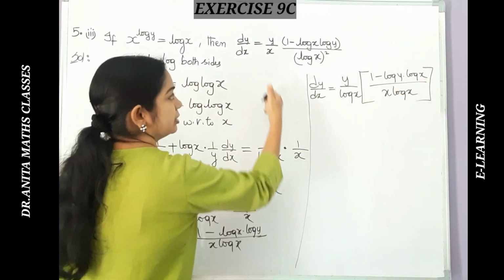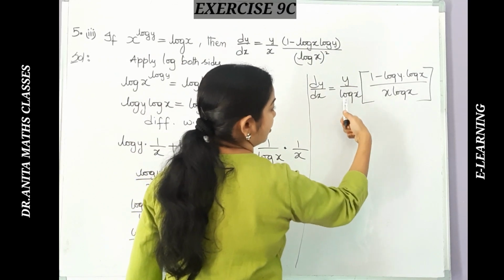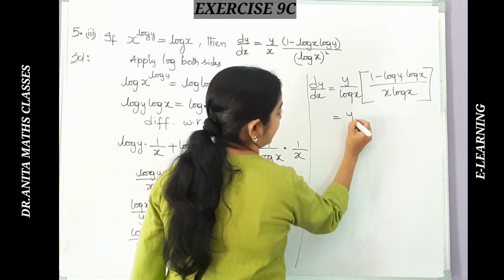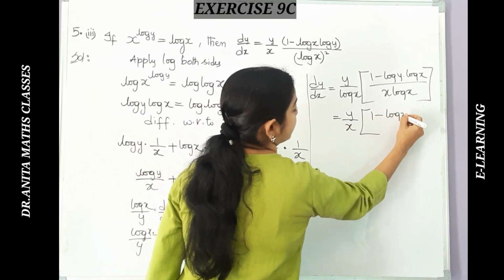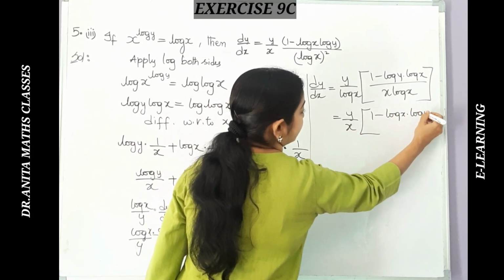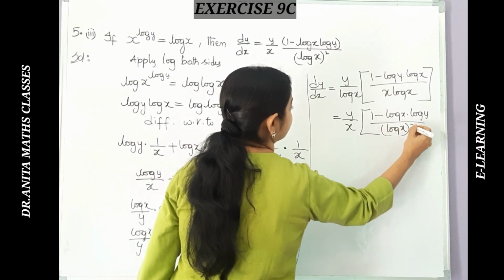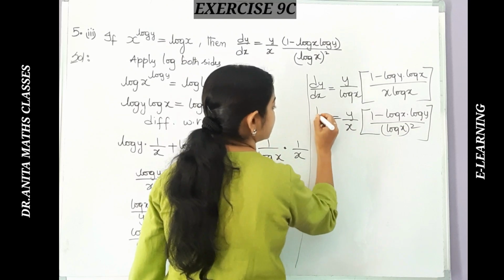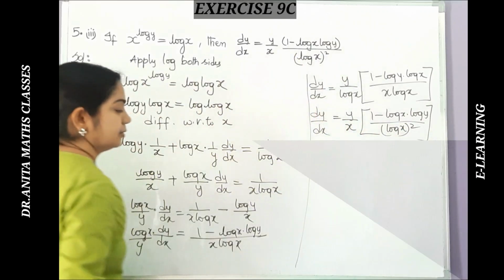Yes, so according to this, if you want to write it in this way, bring this x to this side and log x to the inside. Okay, y by x is equal to 1 minus log x log y. You can write it like this. So log x whole square. Okay, this is the required thing, right? Pause it and note it down.